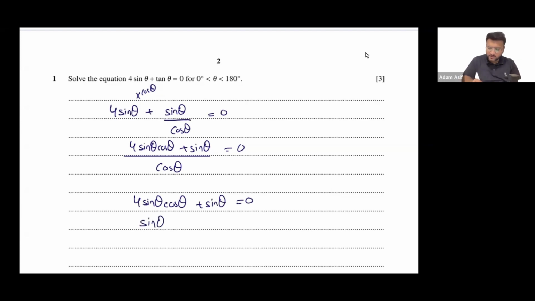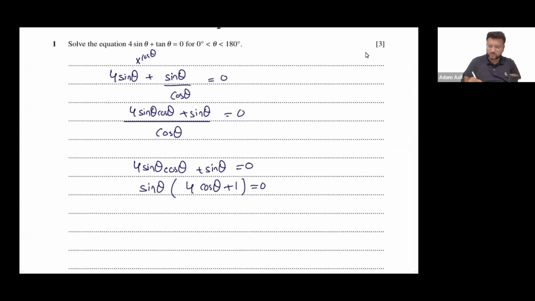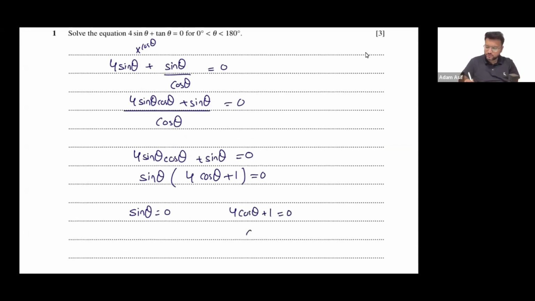You can take sine theta common. The next bracket would be 4 times cos theta plus 1 equals 0. Now the product of these two factors is equal to 0. Therefore sine theta is equal to 0 and 4 cos theta plus 1 is equal to 0. So cos theta would be equal to negative 1 upon 4.